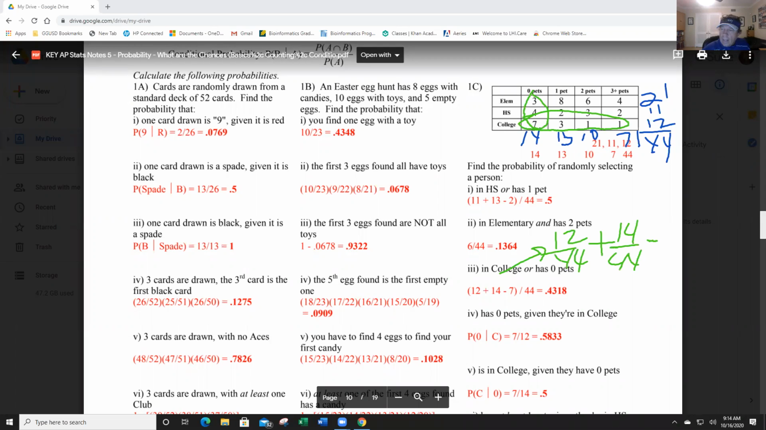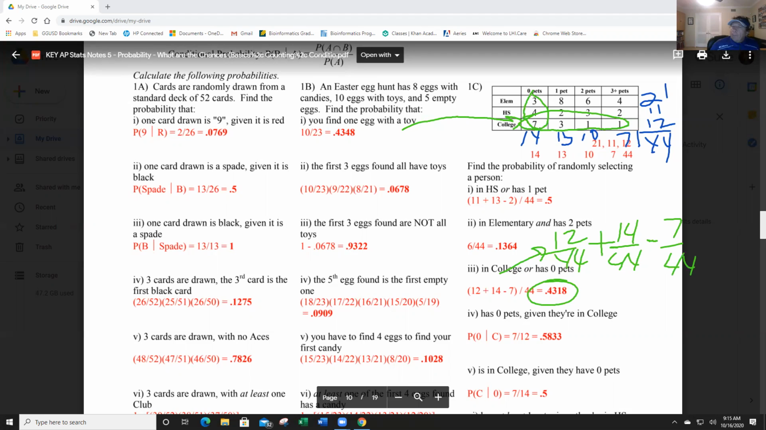But I got to subtract that overlap. And you can see that's 7 right there. There's my arrow. That 7 is the overlap. Okay? And that ends up being 0.4318. Don't want to double count the kids that are in college and have 0 pets. Don't double count that and part, okay?